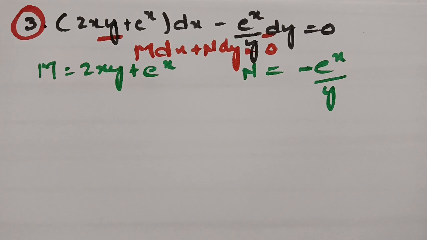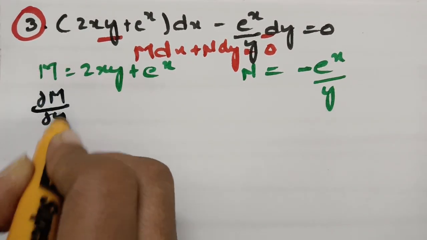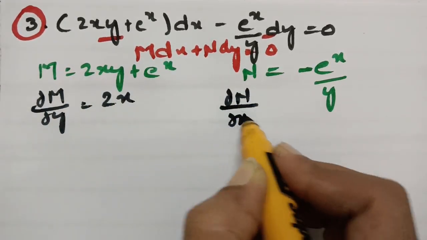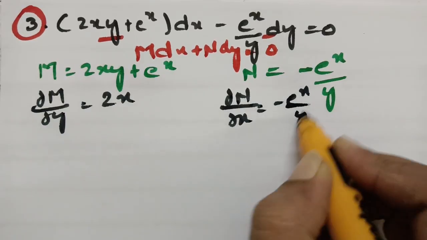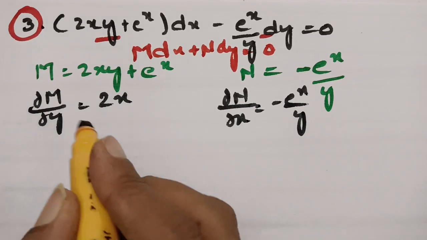So I have to take the derivative with respect to y for m. That is dou m by dou y value is 2x, for y it is 1. And dou n by dou x is minus e power x by y. And clearly dou m by dou y does not equal dou n by dou x.